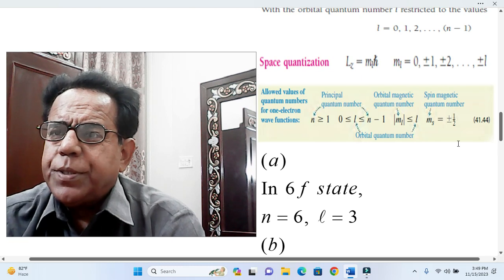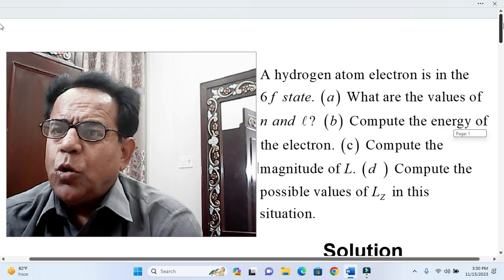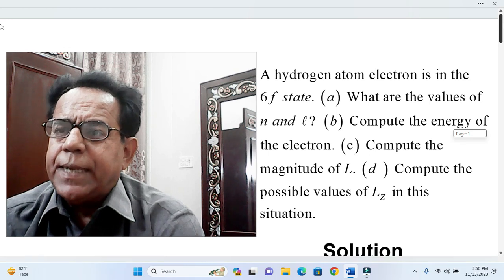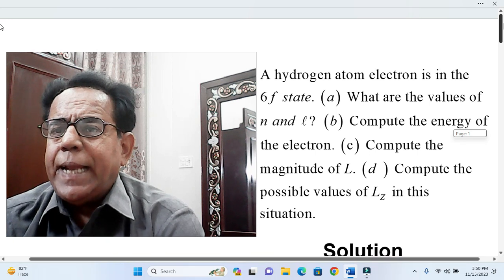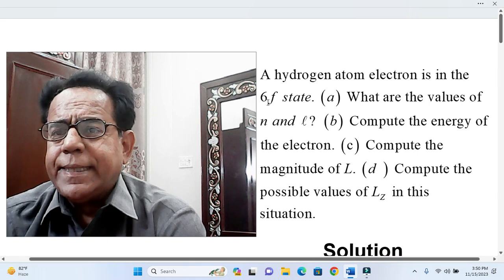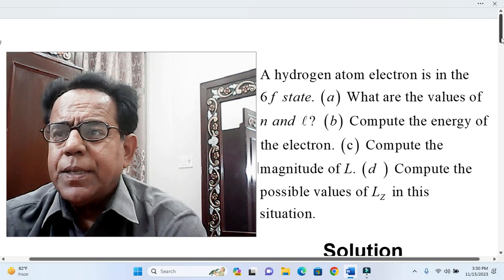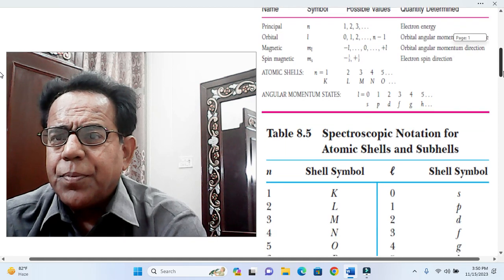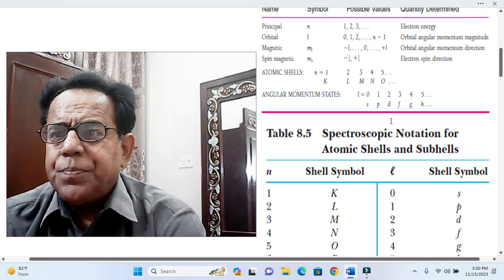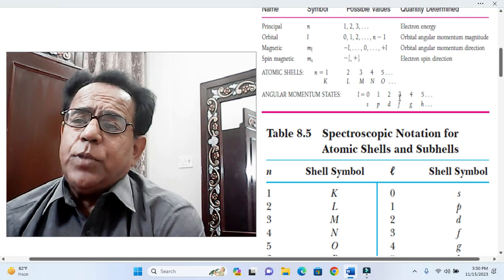A hydrogen atom electron is in the 6F state. What are the values of n and l? Here n is 6 and F is 3. And the matter is solved, dear students.